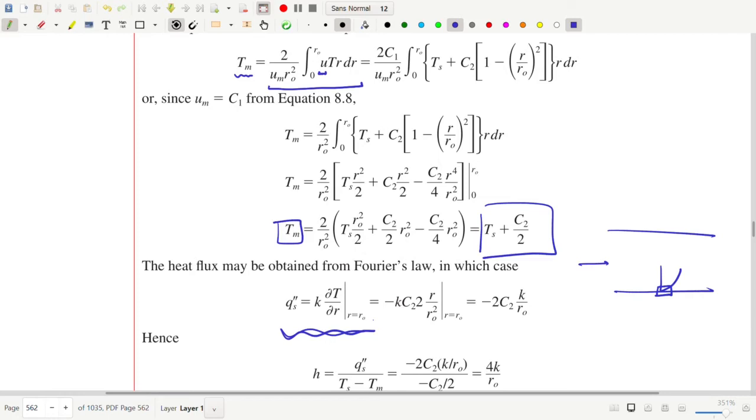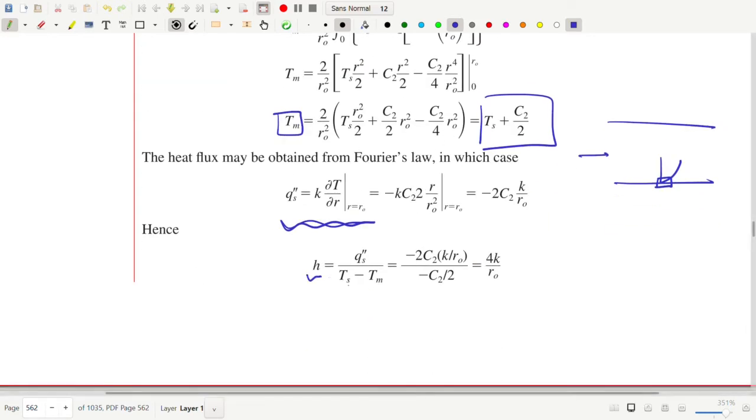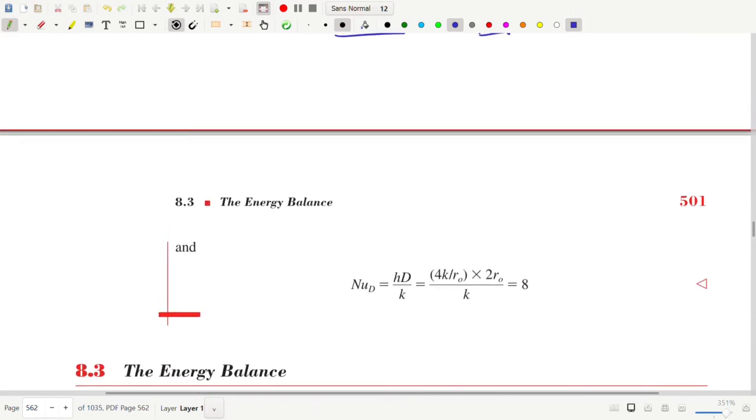So we can simply calculate this derivative, and this helps us calculate the h value as the ratio of Qs double prime and the difference of Ts and Tm, which gives us 4k upon R0, where R0 is the radius of the pipe. Okay, and then the Nusselt number, which is based on the diameter of the pipe, hD by k, comes out to be 8. Again, we see that in this situation the Nusselt number is a constant.